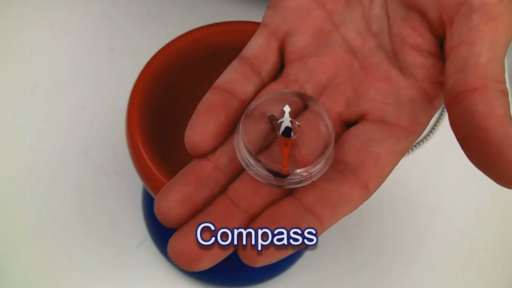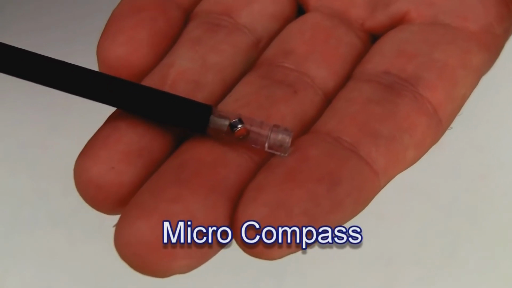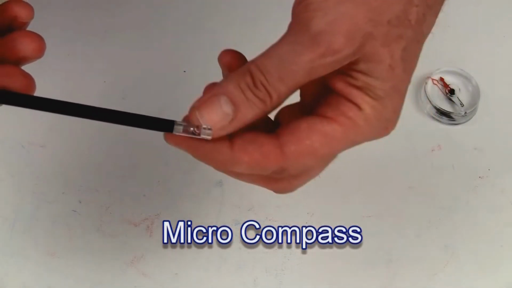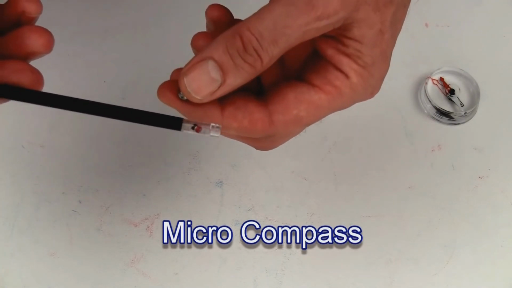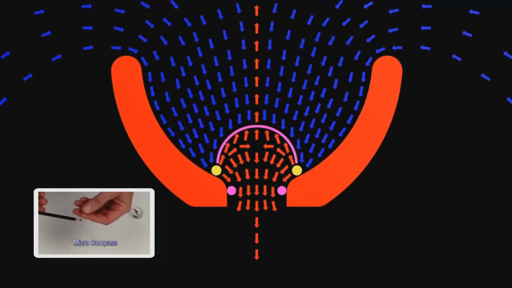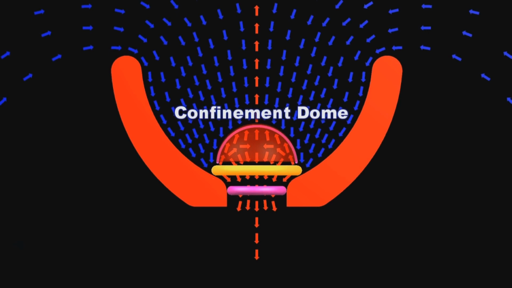A regular compass is much too large to properly map the fields within the magnetic bowls, so a much smaller magnetic compass was fabricated to map the fields in and around the magnetic bowls. The red and blue arrows shown here indicate magnetic orientation and the direction of the flow of matter in and around the magnetic bowl. The red arrows indicate magnetic north, and the blue arrows indicate magnetic south.